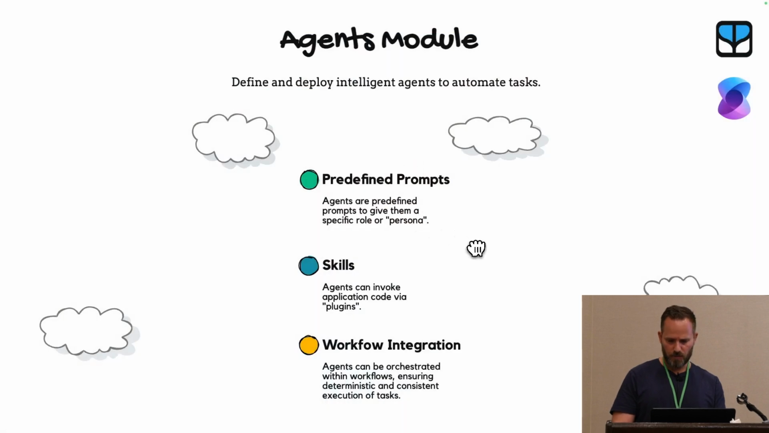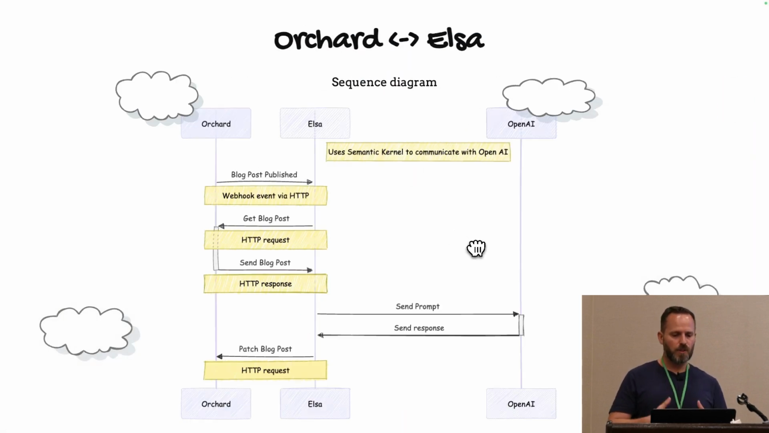And I created a small sequence diagram just to have an overview of what's happening here. It's very simple. In Orchard, an event occurs, which invokes a webhook definition. So it's an HTTP call into Elsa, which will trigger the workflow we just looked at. That workflow will then get the blog post content item details, and then we use that to send a prompt or a call to the semantic kernel, where we have a prepared prompt based on the agent definition. And that's basically it. At the end, of course, we update the content item again using an API call.